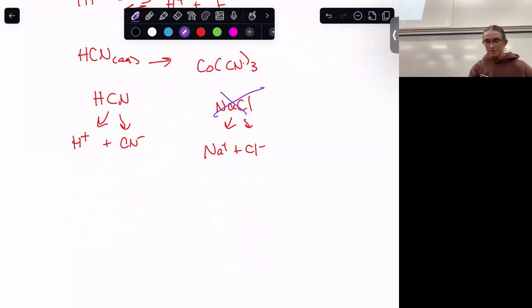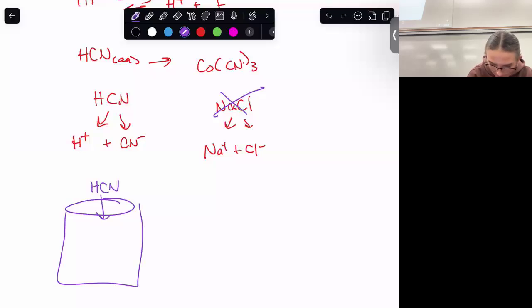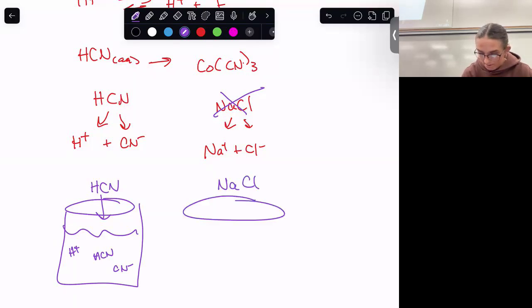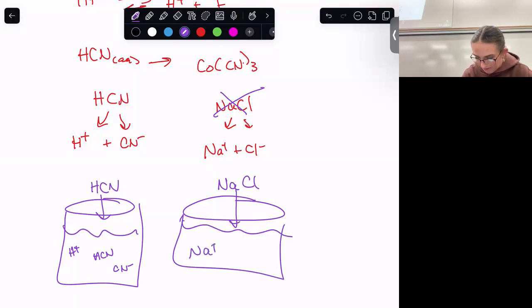I see. So if we had HCN and a cup of water, as this goes in, we have H plus, we have CN minus, but we also have HCN molecules, when they're covalent. Yep. If we had NaCl, this goes into water, we only have Na plus and Cl minus. Okay, so you can cancel when they're ionic, cannot when they're covalent. Correct. Okay.